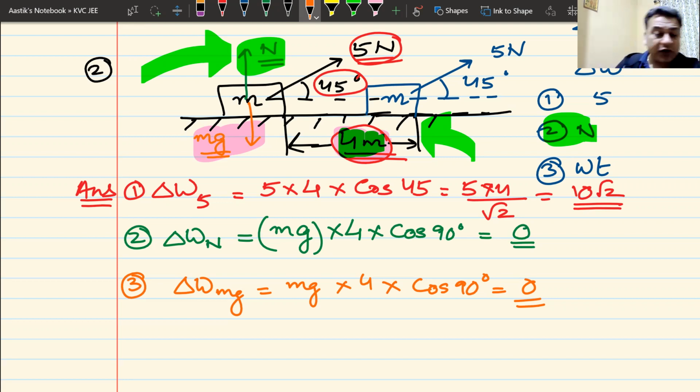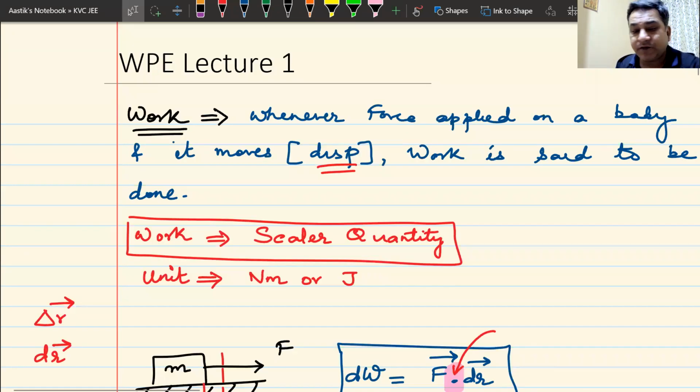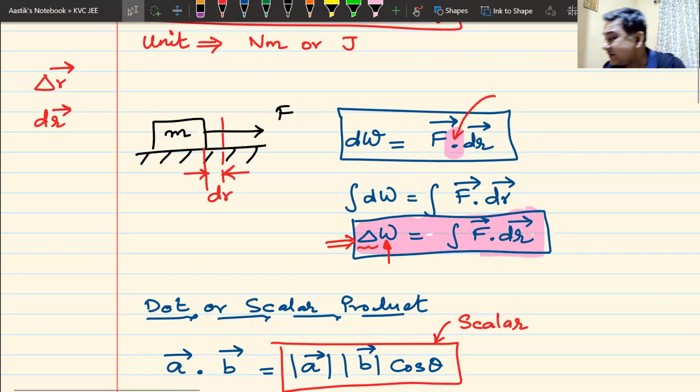So in today's class, what have we done? We have seen the basic definition of work. What is work done in physics? It is a scalar quantity. SI unit is Newton meter or joules. Whenever you apply a force on the body and the body gets displaced, work is said to be done. How do we calculate this work done? Work done, delta W, is the integral of F dot dr.